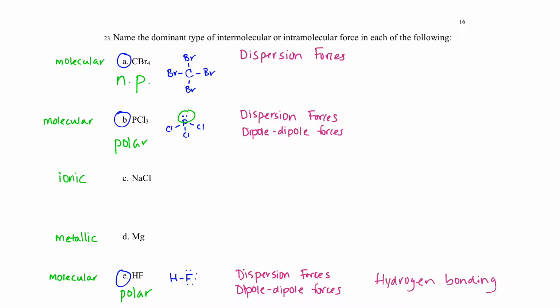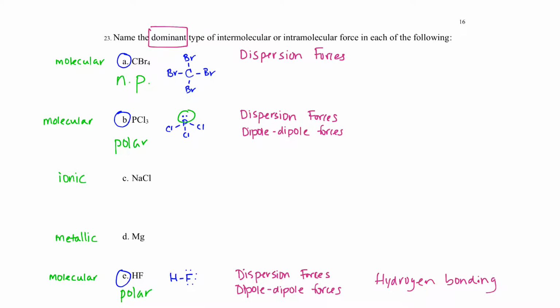Alright, so we have all of the IMFs listed, but it also asks you to select the dominant one, right? So how would you choose the dominant intermolecular force? The dominant intermolecular force will be the one that is the strongest, or in other words, the one that's most important in holding this particular substance together. In order of strength, dispersion forces are the weakest, dipole-dipole forces are a little bit stronger, and hydrogen bonds are the strongest of just the intermolecular forces.